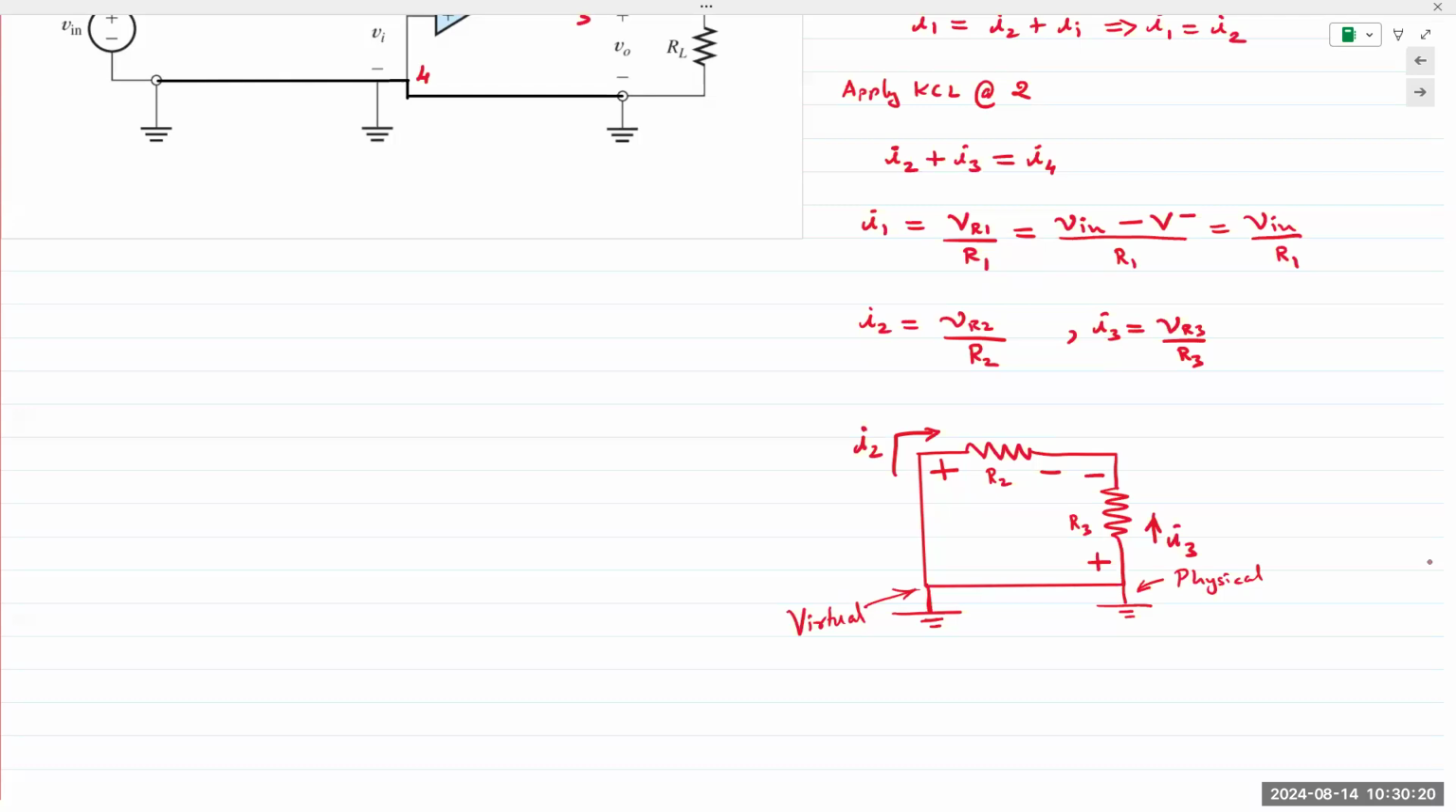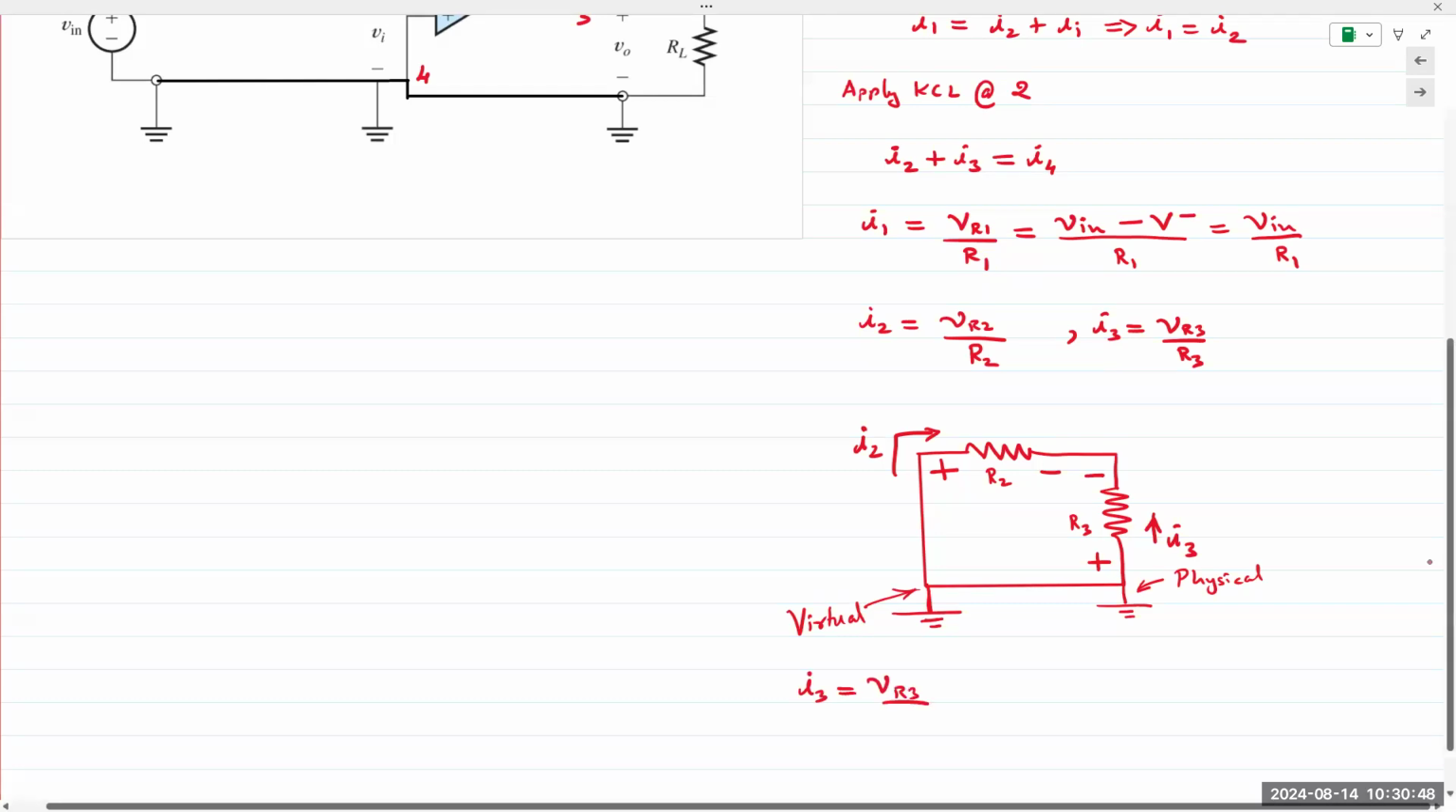Okay, so going back to our loop, we have R2 and R3, VR2, VR3. We have the equations for I2 and I3. Now, I'm interested in I3 because I3 is the one that's actually going to the output, right? I3 and I2 combine to form I4, and then I4 is the one that is going to output Vout. So let's write it in terms of I3.